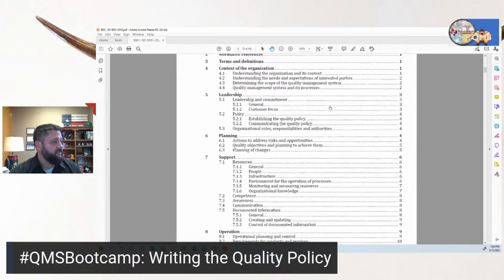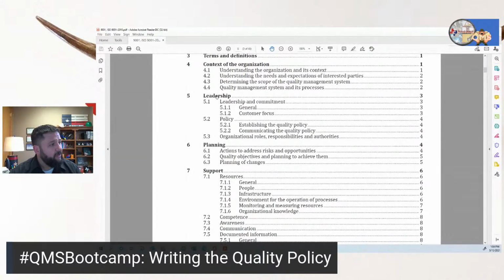So all the major clauses of the standard, of course. So we are going to go into the leadership clause. That should tell you a little bit about the quality policy. The ISO standard considers quality policy a critical part of leadership. So right next to customer focus.